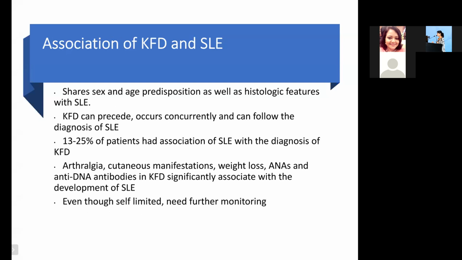Association of Kikuchi's disease and SLE. Kikuchi disease can precede, occur concurrently, and can follow the diagnosis of SLE. 13 to 25% of patients had an association of SLE with the diagnosis of Kikuchi's disease. Arthralgia, cutaneous manifestations, weight loss, positive ANA and dsDNA in Kikuchi's disease significantly associate with the development of SLE. Though Kikuchi's disease is self-limited, we need further monitoring because of that.